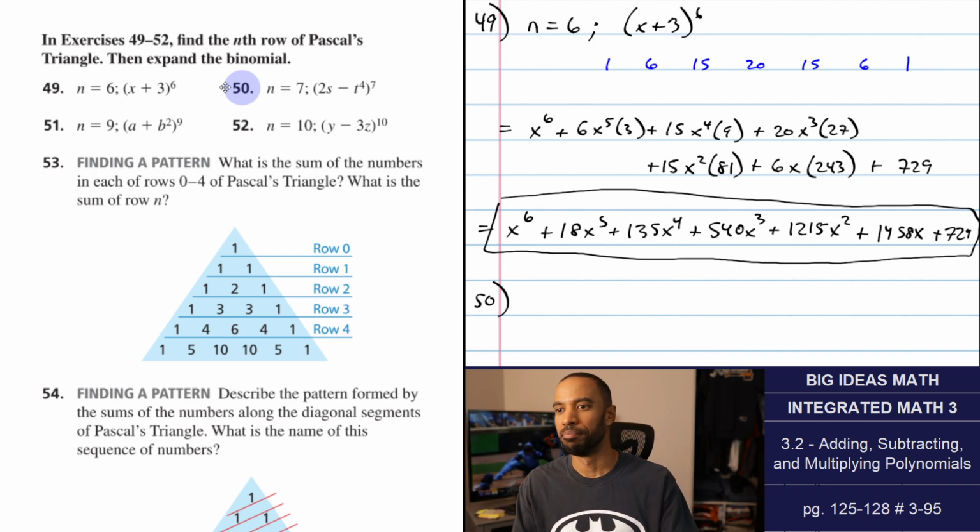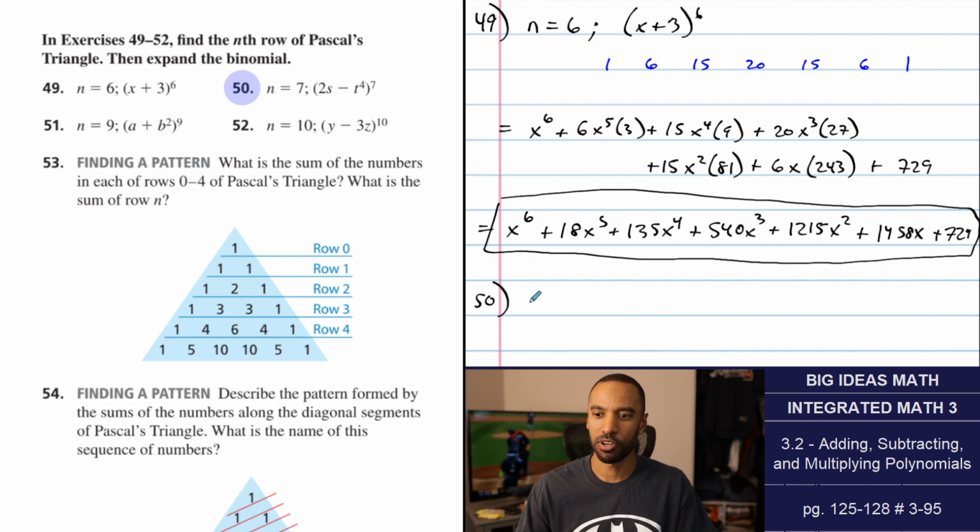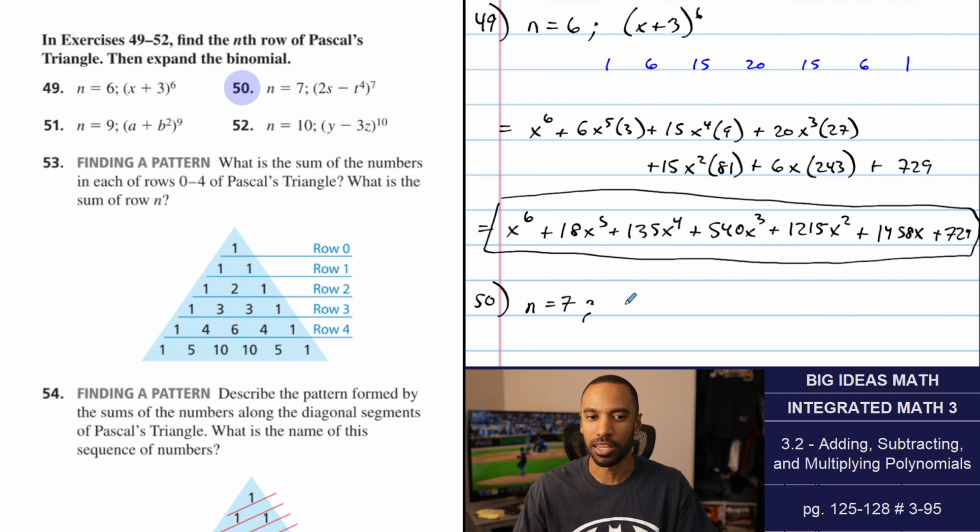All right, n equals 7. Here's the thing. It comes after n equals 6 on Pascal's triangle. So even though I haven't built 7 yet, I can do it based off 6. I have 6 right up above. Ooh, this problem's going to take a little bit more to do as a whole in general.